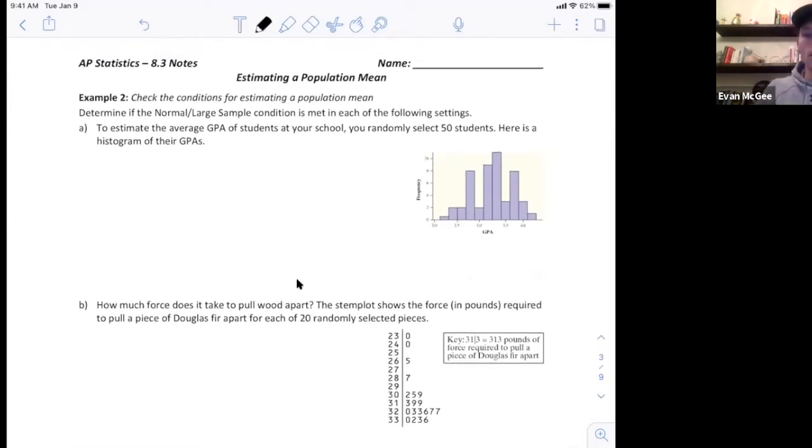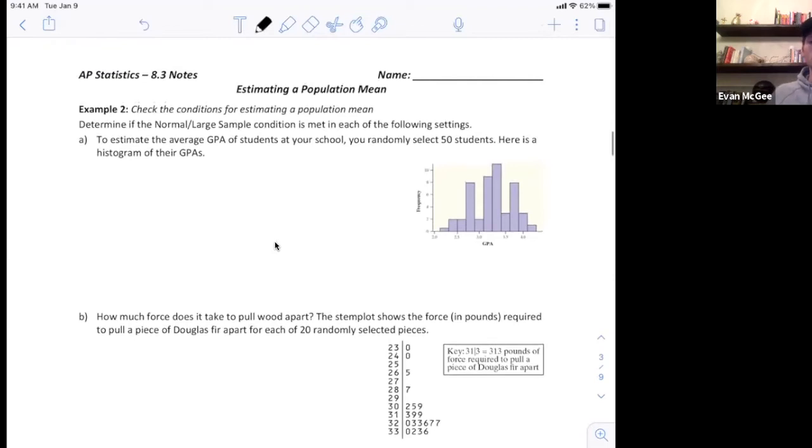So now we have three different ways that we can check the normal condition or the large sample condition. Let's look at three examples together. Determine if the large normal condition is met in each of the following settings. To estimate the GPA of students at your school, you randomly select 50 students. Here is a histogram of their GPAs. We have 50 students in the sample, done. The sample size is greater than 30. It doesn't matter about the population. It's greater than 30, so we know we can proceed with T procedures.